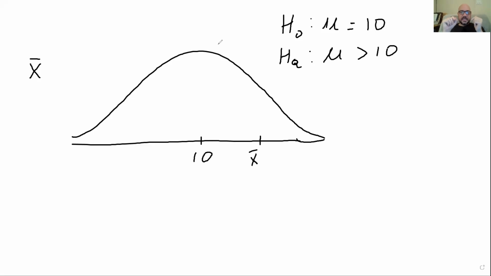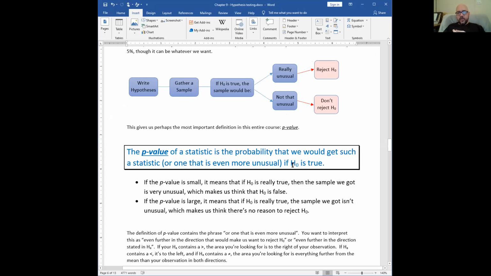So we start with the assumption that the null hypothesis is true. And if that's the case, then this is the graph we would get. So the p-value, let me just pop back there for a second so I can point at the definition again. The p-value is the probability that we would get the statistic that we got, or one that's even more unusual, which is to say would cause us to reject the null hypothesis even more if the null hypothesis is true.